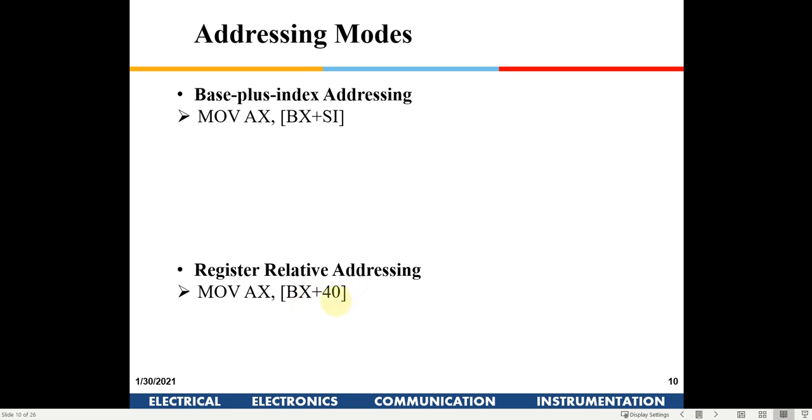And in the base plus index, SI will be the offset. Whatever is this and this together will be the offset. Here also, this and this together form the offset, right? In all these cases, DS will be the segment. This is the offset, and the first memory location will be indicated by the DS. Is it okay?